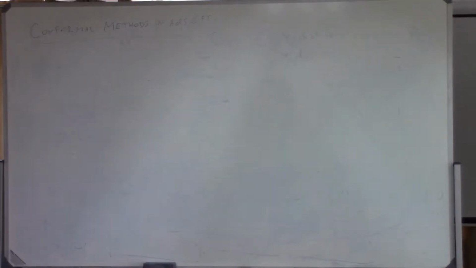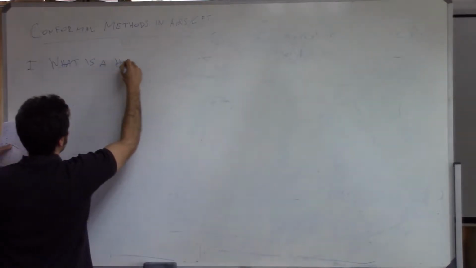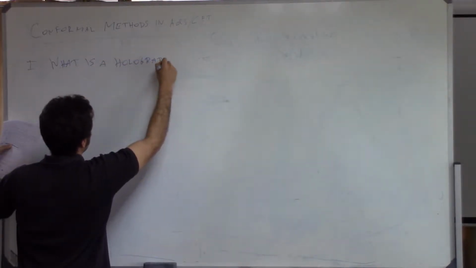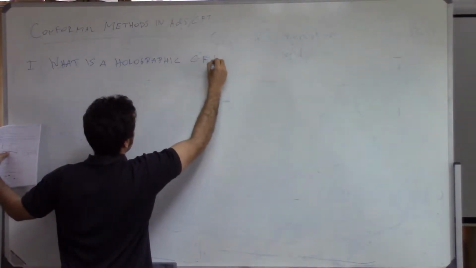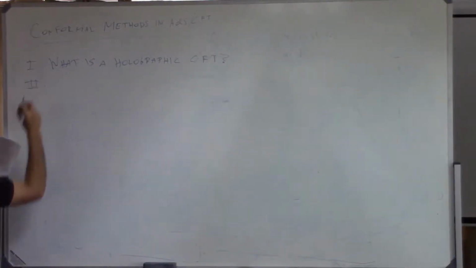So what does this title mean? I'm going to try to address two main questions in the context of AdS/CFT over the course of the next 3 lectures, and the two questions are the following. First is, what is a holographic CFT? You guys read this size? Great. Second question is how to compute CFT correlation functions in AdS.